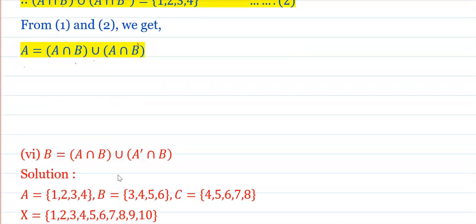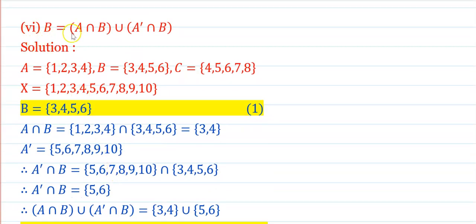Easy questions are there. Next, B is equal to A intersection B union A complement intersection B. Now this A, B, C. What is B? 3, 4, 5, 6. मग काय calculate करणार? A intersection B. A intersection B is 3, 4. What about the next? A complement. The other than 1, 2, 3, 4, but which are in X. Therefore, A complement is 5, 6, 7, 8, 9, 10. 1, 2, 3, 4 व्यतिरिक्त. Which are 5, 6, 7, 8, 9, 10.